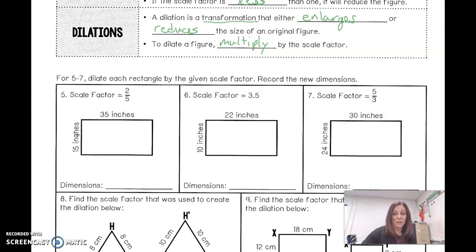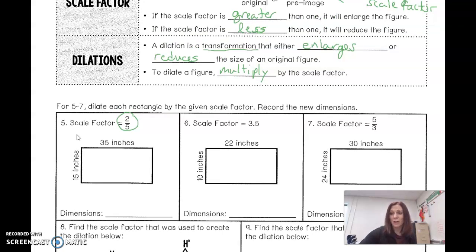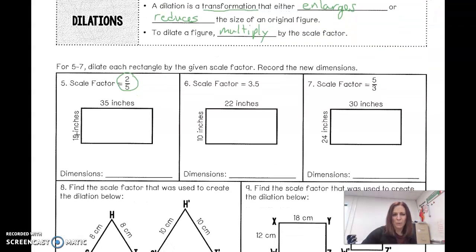Because again, looking at 2/5, that's a number less than 1. If it's less than 1, we're going to reduce this figure. If you don't multiply it by both these numbers, you're only reducing one of these sides. So this side's going to get shorter, but this one's going to stay the same. It's not going to look like the same rectangle anymore.